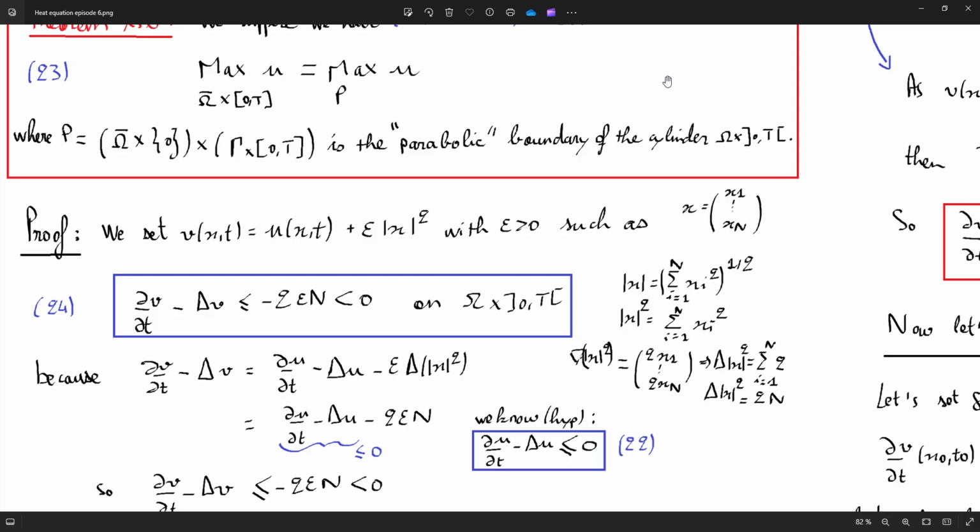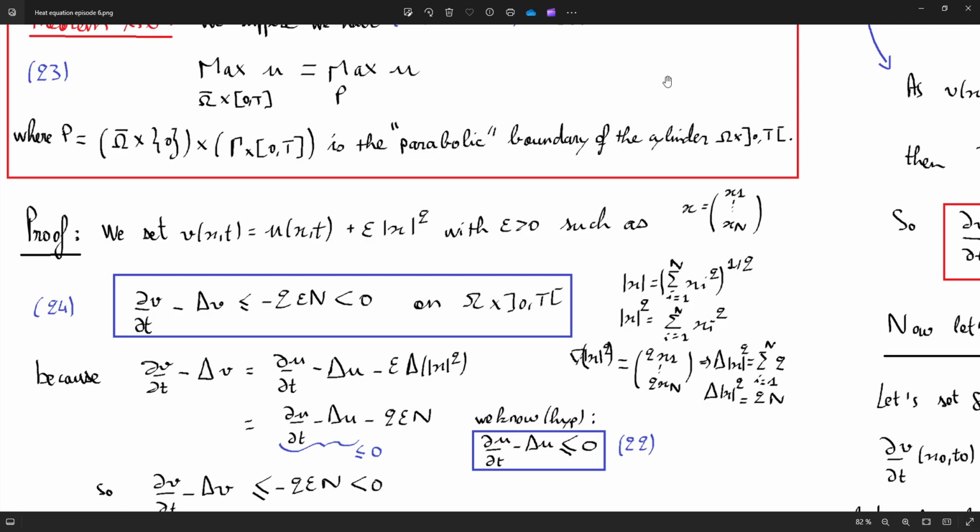We then obtain the gradient of the squared norm, which is simply, for each coordinate, 2xi, which leads to the Laplacian of the squared norm. We will simply have a sum of 2, leading to the Laplacian of the squared norm of x equals 2n. So we have then 24, the blue framed inequality.